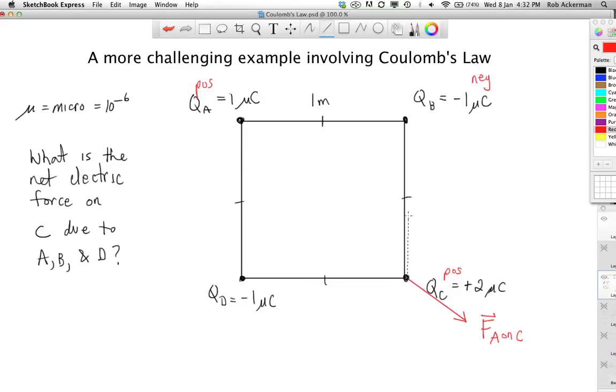So I should draw a vector like this. But how long should this vector be? Should it be longer than the vector I just drew? Shorter? I'm going to make that a question mark for a second.